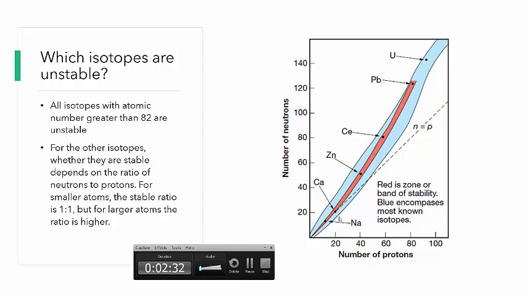So we can see in this graph over here that for the elements that have a small atomic mass, the stable ratio is going to be basically 1:1. If they've got a ratio of protons to neutrons that's about 1:1, they'll basically be stable. On the other hand, for the larger atoms, that ratio changes slightly. And we can see in this diagram over here that the zone of stability is colored red, and then we've also got a whole lot of isotopes that are in the blue region, and those are unstable. And that concludes our introduction to isotopes.